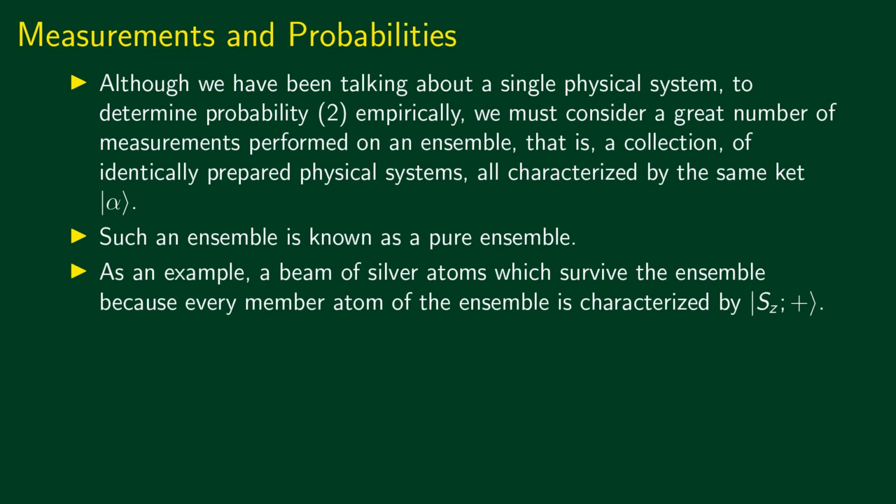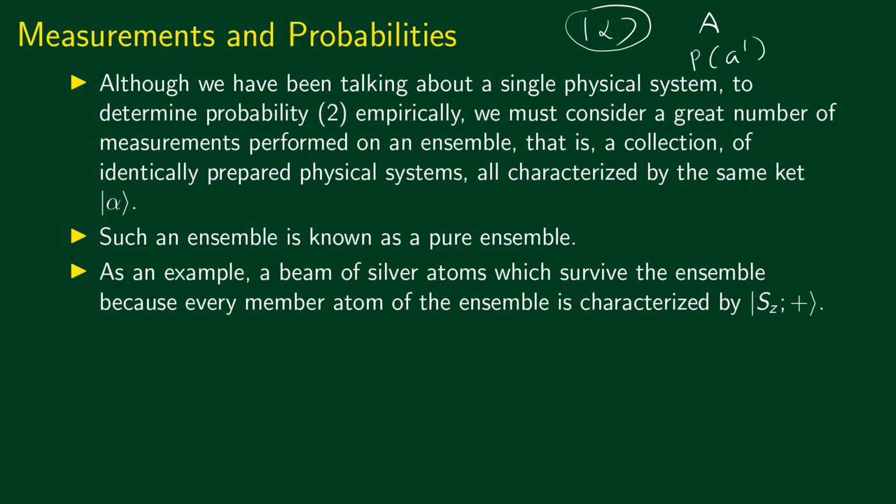So far we have talked about a single physical system represented by the ket alpha, and what the probability is of measuring a particular eigenvalue, a particular value a prime, of an operator A. We asked the question: if I measure an observable A on this state, what is the probability that I will get a value a prime? And we gave the result for this.